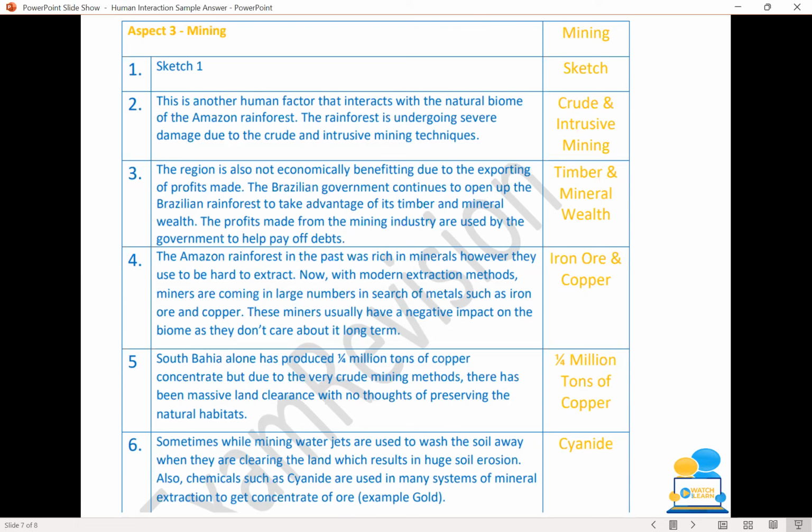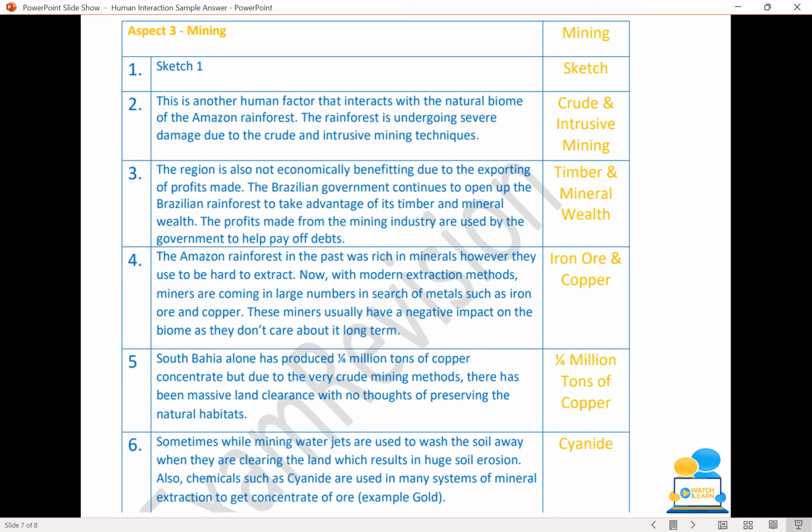So the first thing we're going to say here about mining is the crude and intrusive mining that takes place. So this is another human factor that interacts with the natural biome of the Amazon rainforest. The rainforest is undergoing severe damage due to crude and intrusive mining techniques.